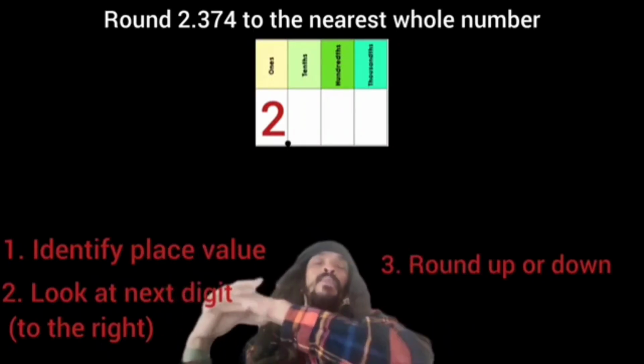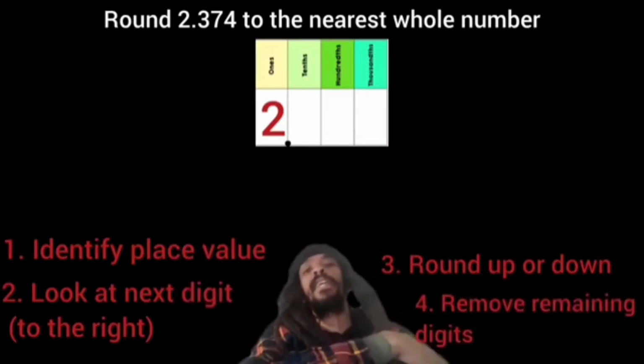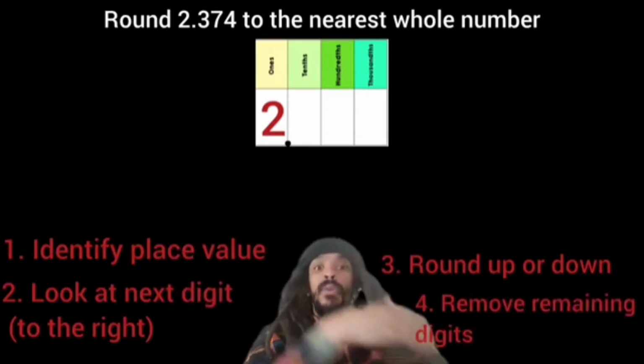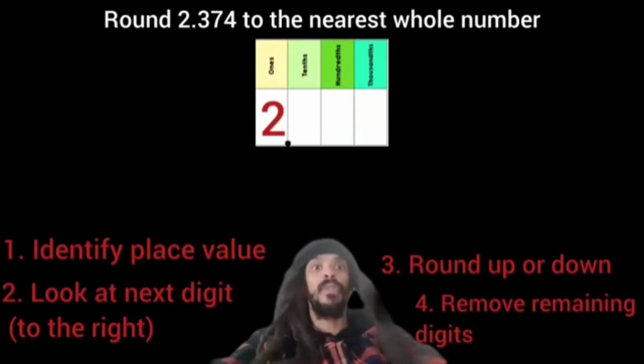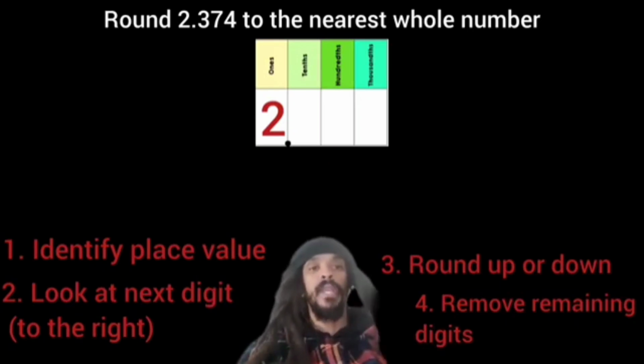So our last step would be to remove those remaining digits afterwards. Because now, after we've rounded, we don't care anything about those other digits. So now we've rounded it to 2.